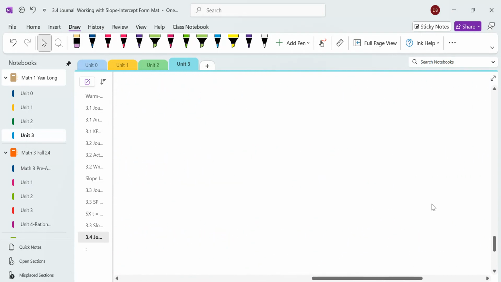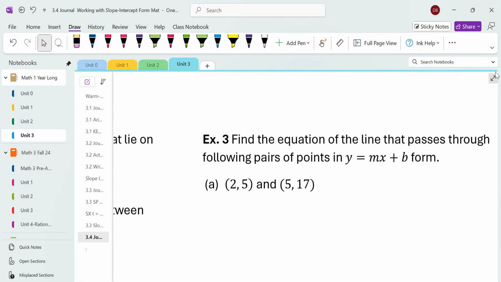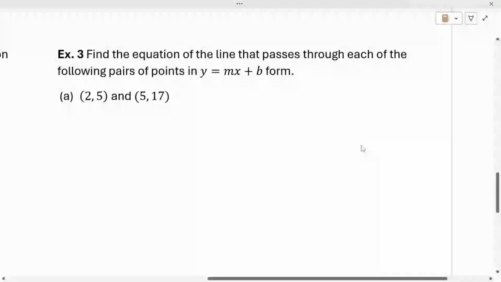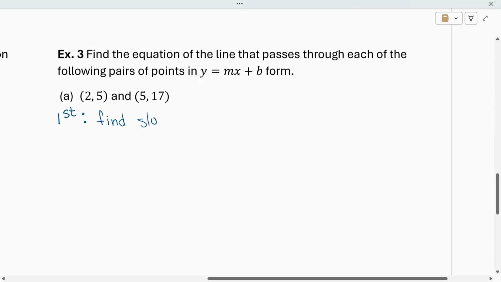So let's do example number 3. Example number 3 says you have to find the equation of a line given 2 points. We're just given 2 points, so we're going to have to do the same exact thing. First, we have to find slope. That's the first thing that we have to do.